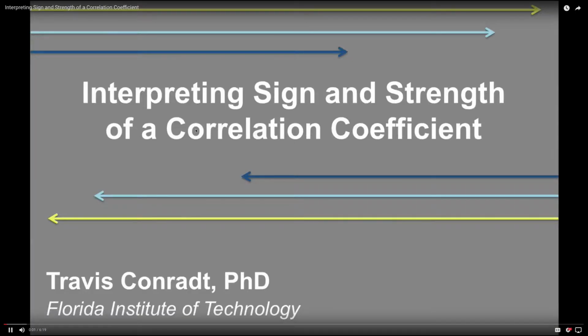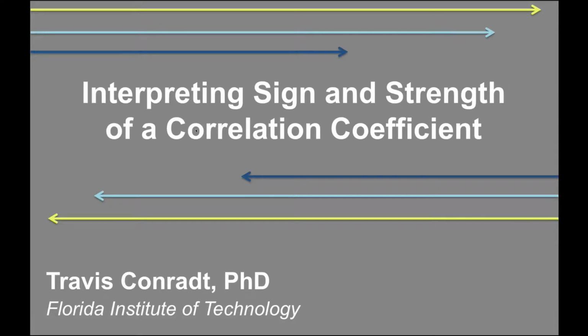In this video, we will briefly demonstrate how to use scatter plots to interpret the sign and strength of relationships and use them to visualize what different correlation coefficients look like.